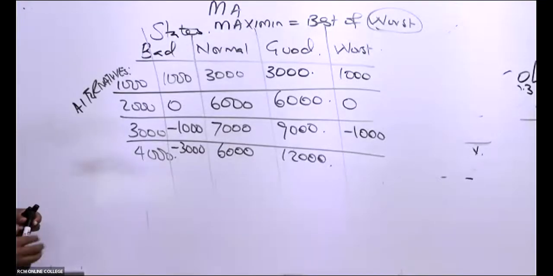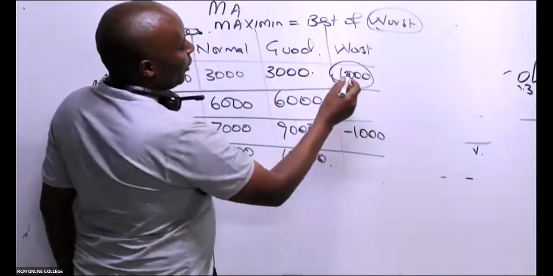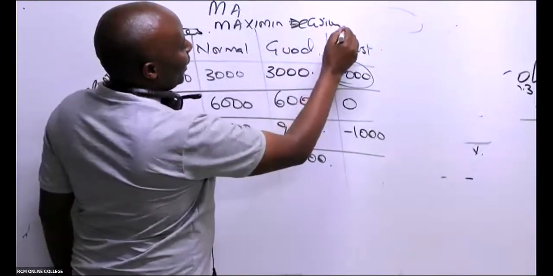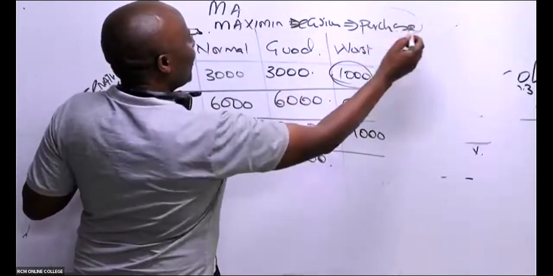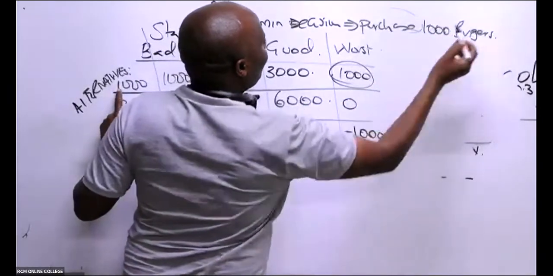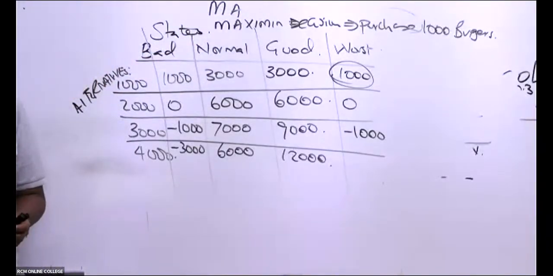If you're using a computer, then you put brackets. Next semester, you shall be doing BDA. So which one is the best of the worst? 1,000 here. So what is our maximin decision? Purchase 1,000 burgers. That's maximin. I'm sure without my help, you would have gotten this 100%.